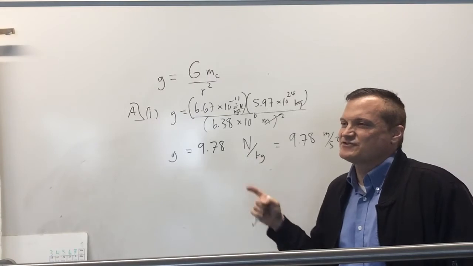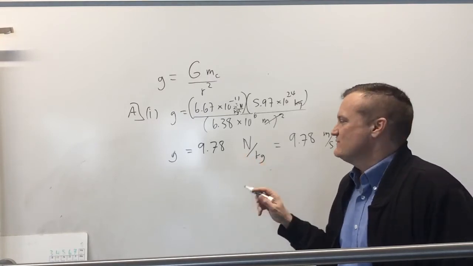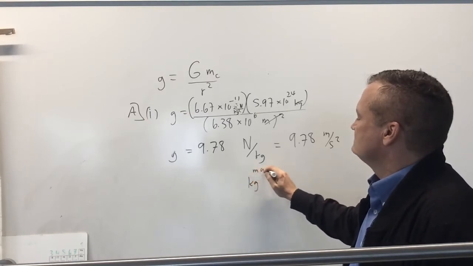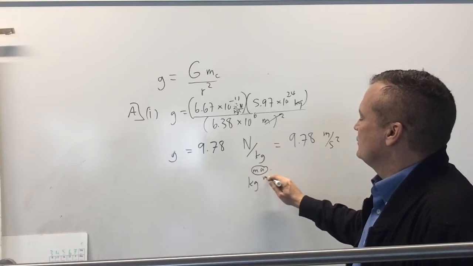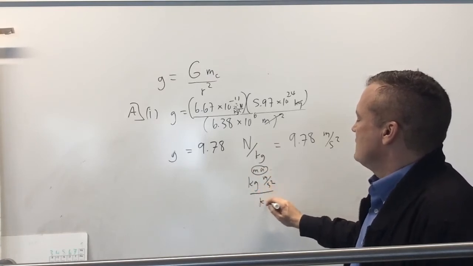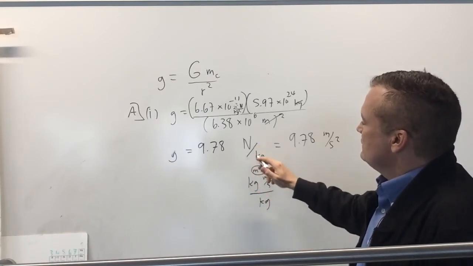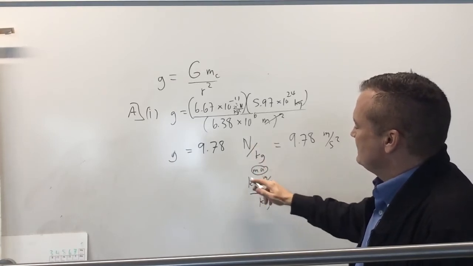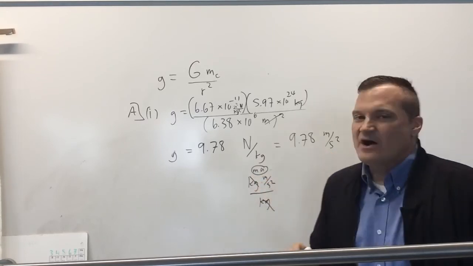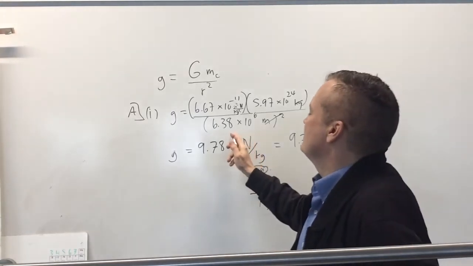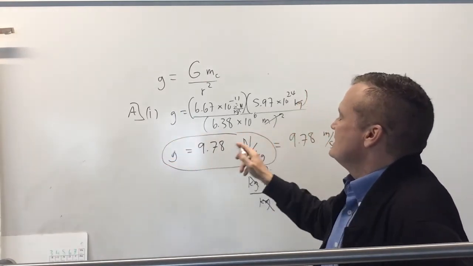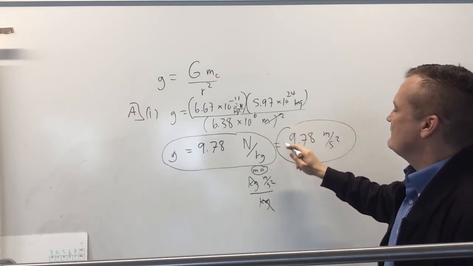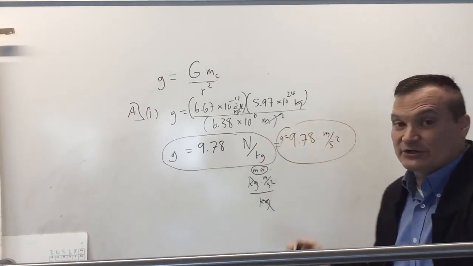That's pretty interesting because remember, a newton is kilogram times meter per second squared, mass times acceleration. So if I turn newton into kilogram meter per second squared, and I keep my kilogram on the bottom, kilograms go away and you have meter per second squared. So all you need to know is that when gravity field is 9.78 newton per kilogram, that means your acceleration of gravity is 9.78 meter per second squared.